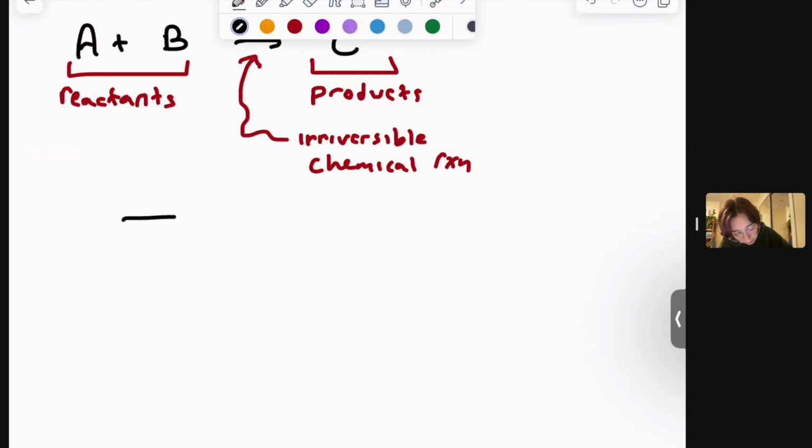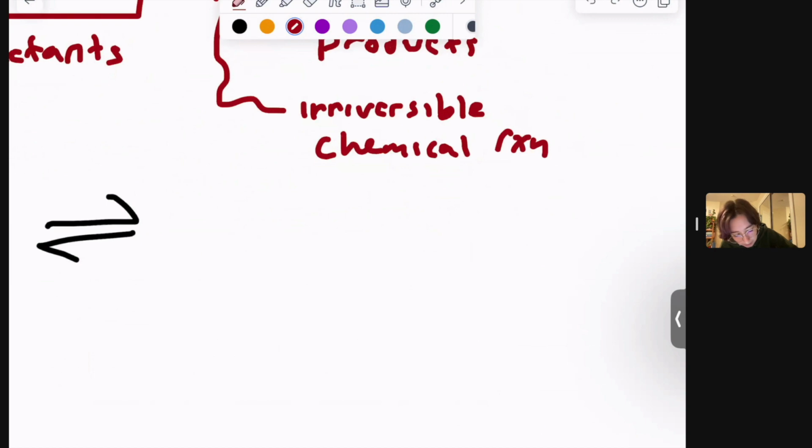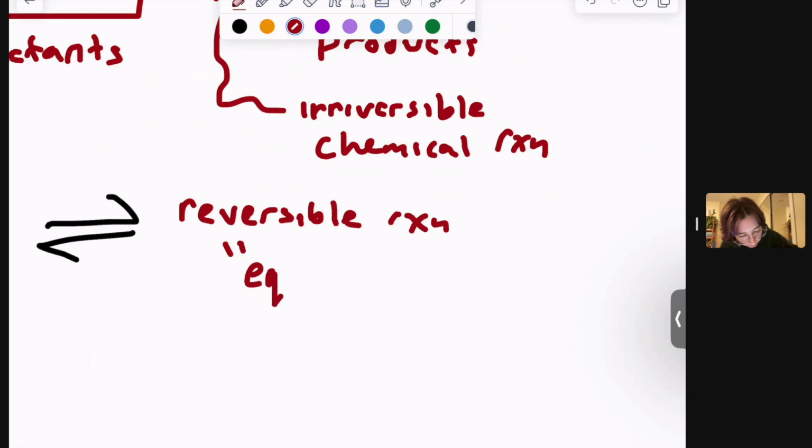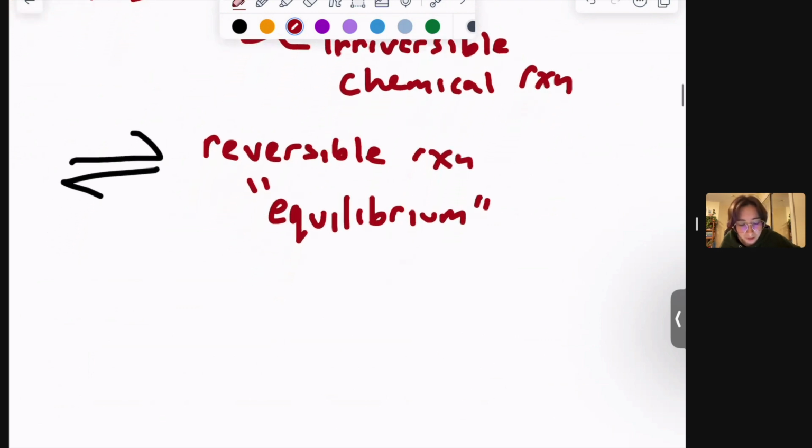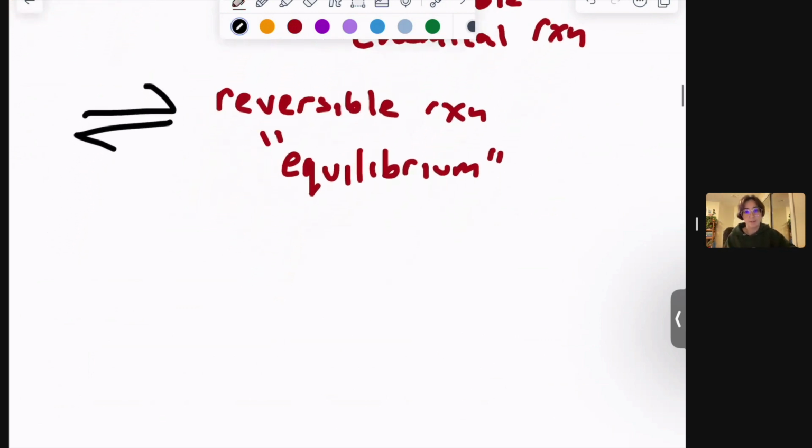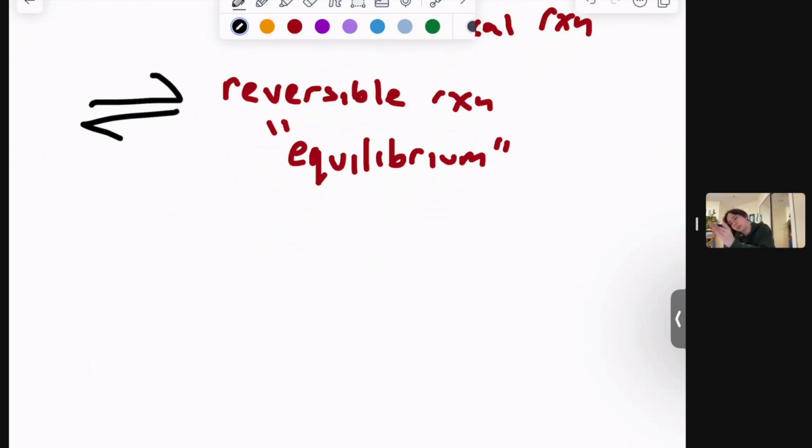You might not have seen this one before. We will spend a lot more time with it in a few units. If I draw an arrow like this with a back and forth, this is representing a reversible reaction. One way we might refer to that is a reaction that is in equilibrium. We have a whole unit on that, so we'll spend plenty more time with it later. But just so you know, we might have a reaction that goes back and forth between the reactants and the products.